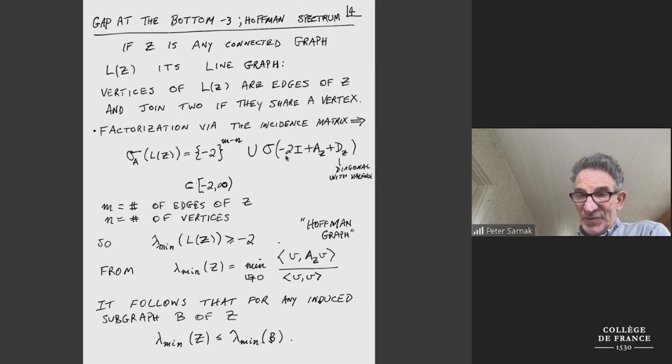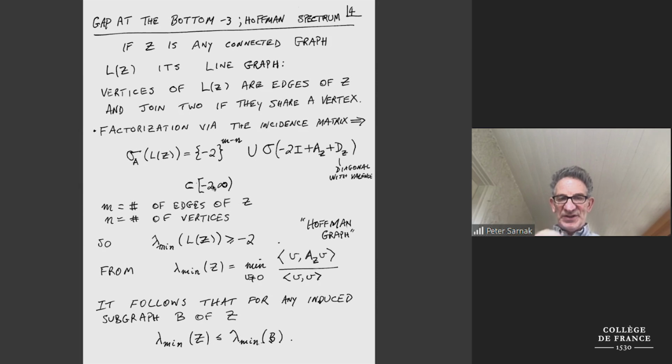And then you get the spectrum of -2I, the adjacency matrix of A, plus the diagonal matrix, which has got the degree of each vertex. I'm not assuming things are regular here. This is a very general statement. But what you learn from this is easily seen to be positive, A plus D. So the spectrum of the line graph of any graph, the adjacency spectrum, is always contained in [-2, infinity).